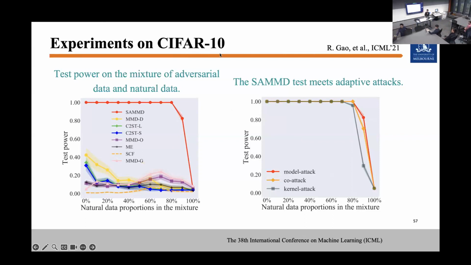The follow-up question is, how do you think it will perform on other distributions, not CIFAR-10? I think we tested on other data sets as well, but for the slides, I didn't report it. All right, thanks. Thank you for your question.